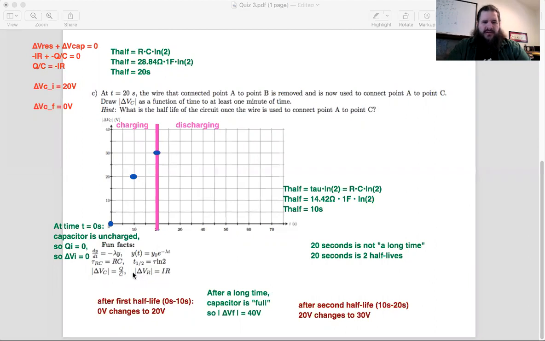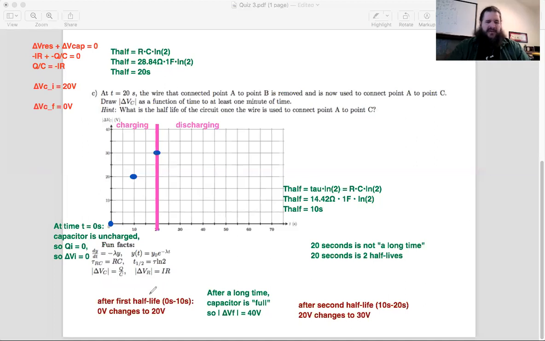So our initial approach is going to look like this. And if we continued, over the next 10 seconds it would go from 30 to 35. Next 10 seconds, it would go from 35 to 37.5. And then halfway and so on. But it never actually gets there because we interrupt the process at 20 seconds.